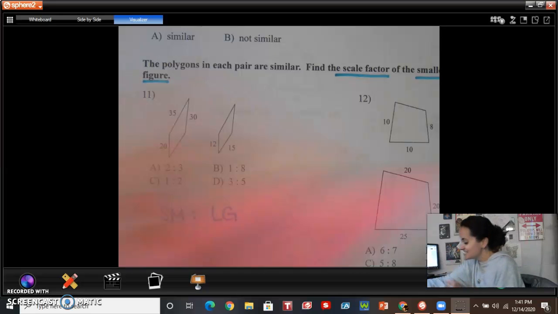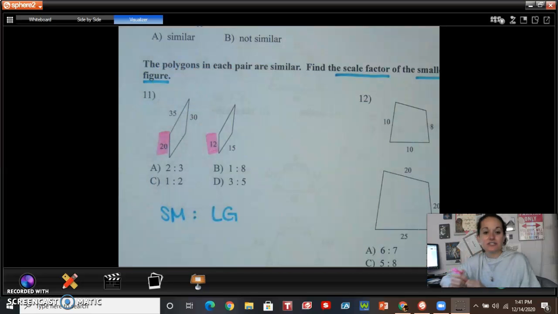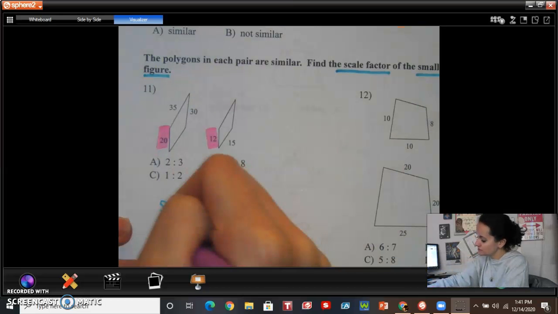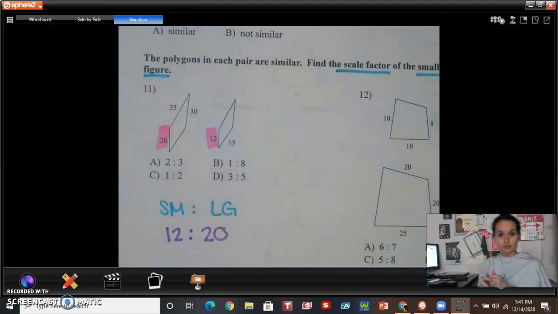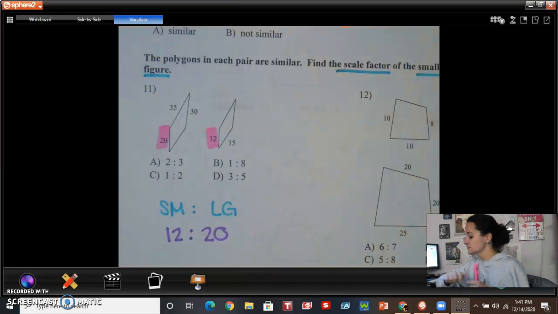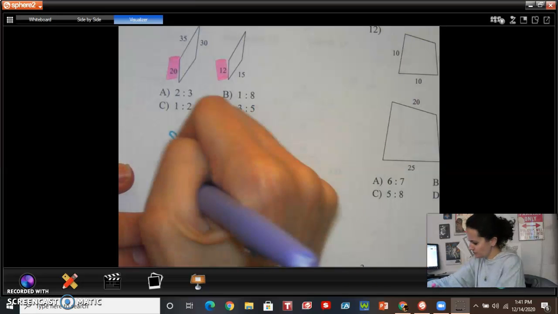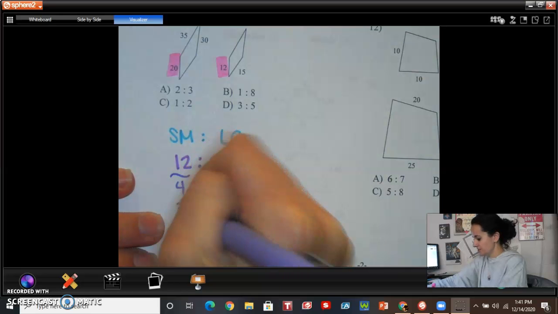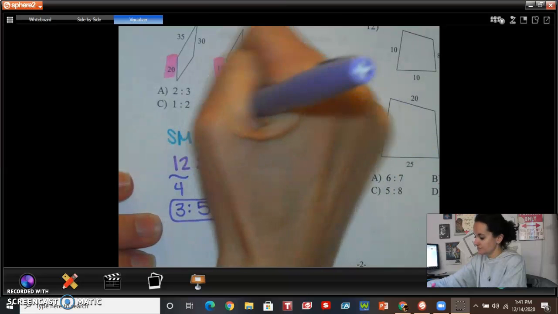Anyway, okay. I notice I have a set of corresponding sides right here and right here, so sides that are in the same spot on the figure. I'm going to take my small number, which is 12, to my large number, which is 20. And I want to know if they can reduce, because that's going to help us with their scale factor. They can. They're both divisible by 4, giving us a final answer of 3 to 5. And that is our scale factor.